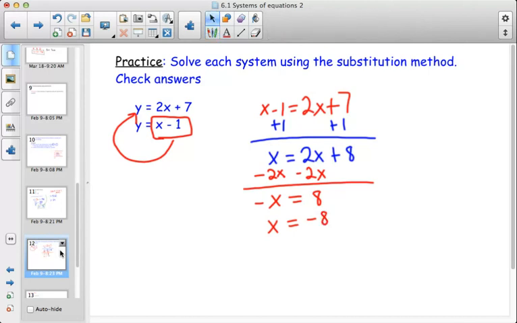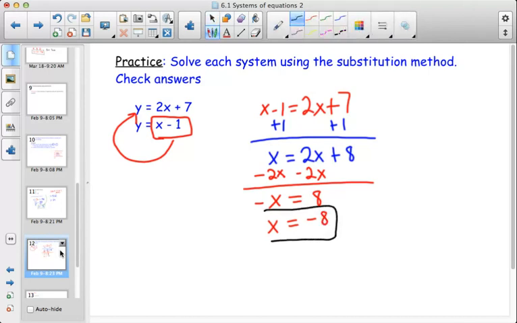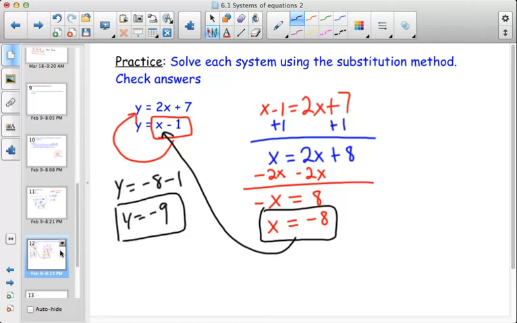Now, once I've done this process, I'm not quite done yet. I take x equals negative 8. I substitute that into one of my top equations. I'm going to put it right there. And I would get y equals negative 8 minus 1 or negative 9. Now, this represents the coordinates in which these two graphs would intersect. X equals negative 8. My solution would be written as a coordinate, negative 8, negative 9. This is my solution.